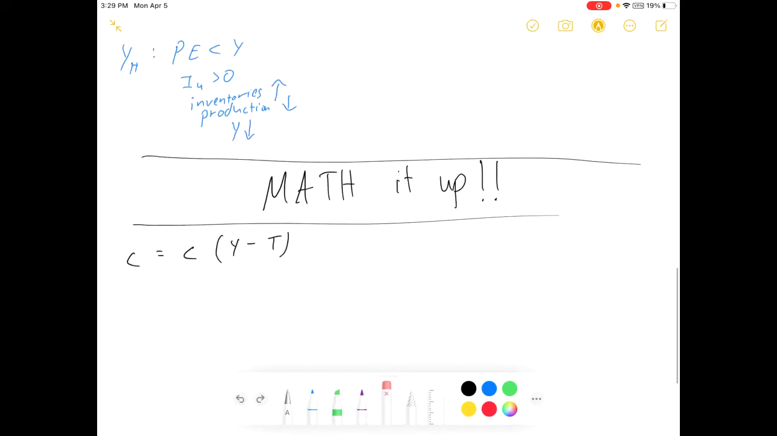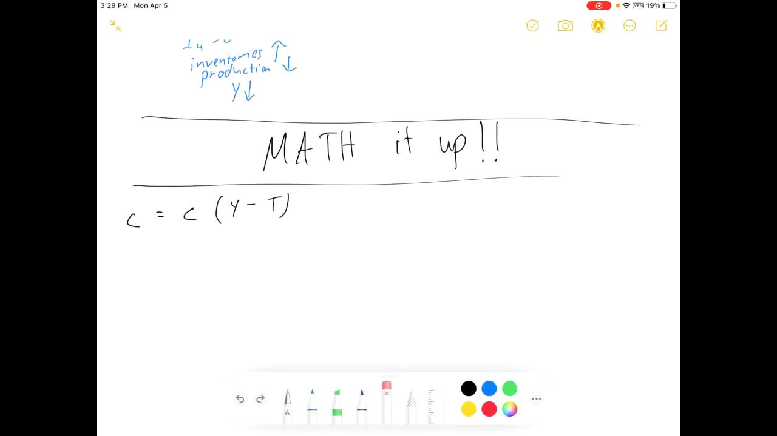So let's add some math to it now. We're going to have some consumption function. It's going to be a function of disposable income. We're going to have some exogenous G. We're going to have an exogenous tax level. We're going to have exogenous planned investment for now. We'll change that later. And let's do an example in green.